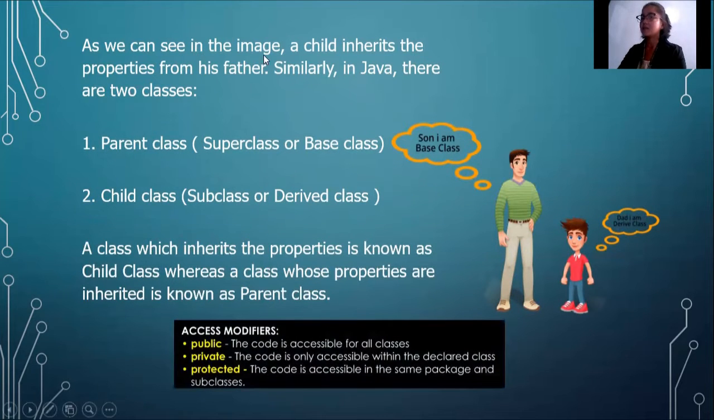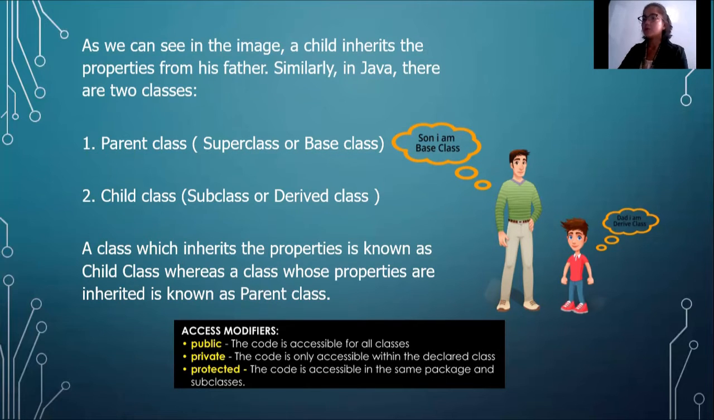As we can see in the image, a child inherits the properties of his father. Similarly, in Java, there are two classes: parent class, superclass or base class; and child class, subclass or derived class. A class which inherits the properties is known as a child class, whereas the class whose properties are inherited is known as a parent class.